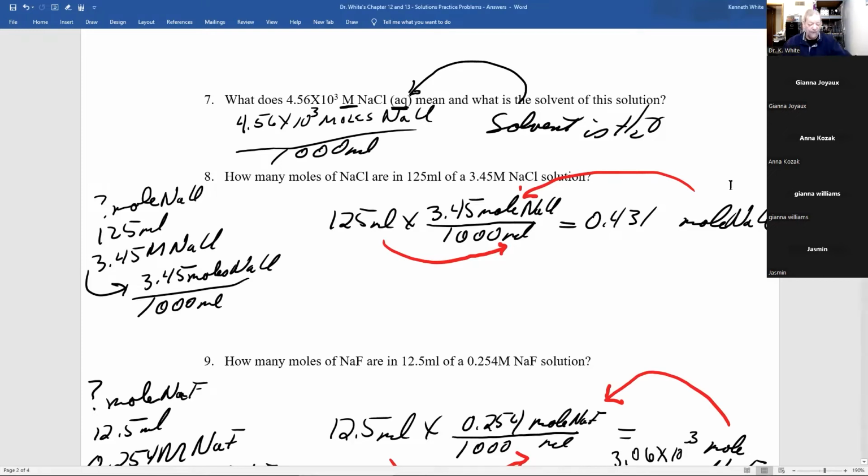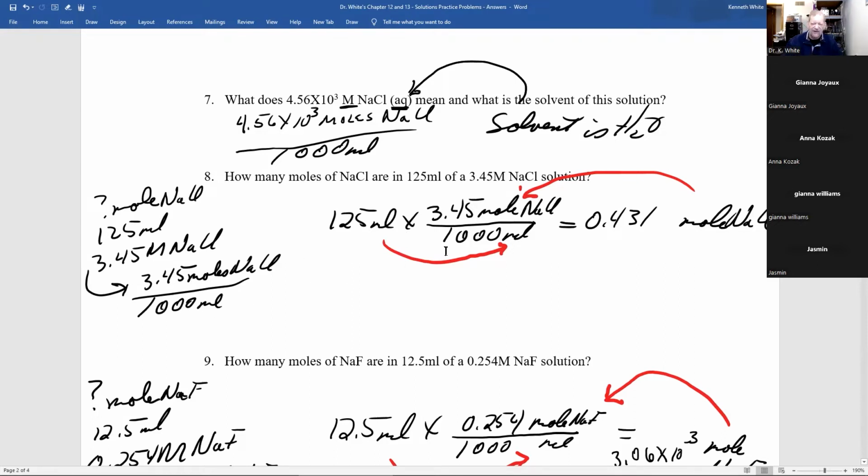And therefore, I just remembered I haven't done this. It's time to use your good buddy, your good friend, unit analysis. Love that siren whistle. And whatever you're trying to get to goes on top of the ratio, moles of sodium chloride. Whatever we're trying to get rid of, milliliters, that goes below. And where do we get these numbers in a ratio? From this, the molarity, 3.45 moles of sodium chloride per 1,000 milliliters.